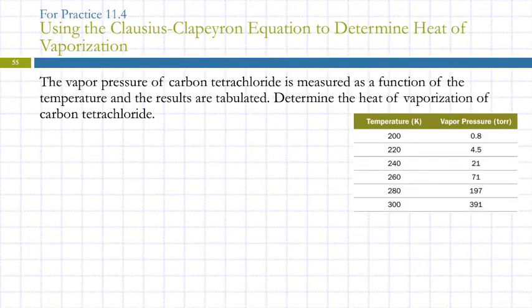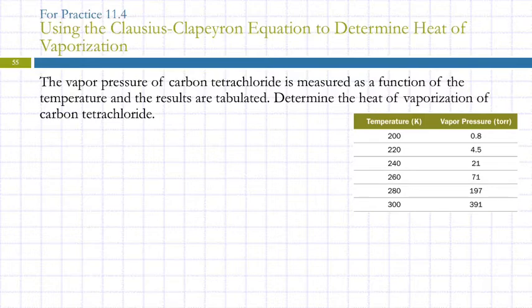So let's do an example here. The vapor pressure of carbon tetrachloride is measured as a function of the temperature, and the results are tabulated. Determine the heat of vaporization of carbon tetrachloride. This is not the sort of question that might show up on an exam, because it requires you to make a graph and do linear regression, and that's a little hard to do on an exam.